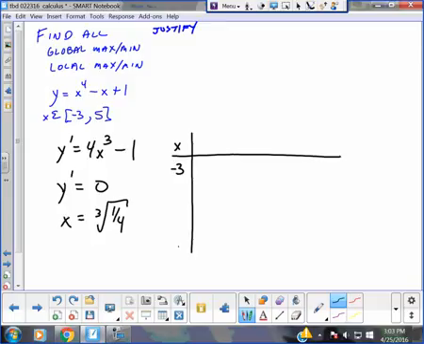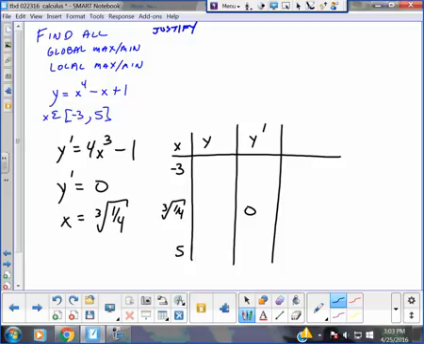So maybe a table method is the best one to do here. Now you notice this time I put -3 and 5 right at the ends of my table because those are the boundaries this time, right? And I know that the cube root of 1/4 makes the derivative 0. All right? So I plug in -3 into this thing. All right? -3 to the 4th is 81. Plus 3 is, minus 3 is 84, 85. So I get that this is 85.